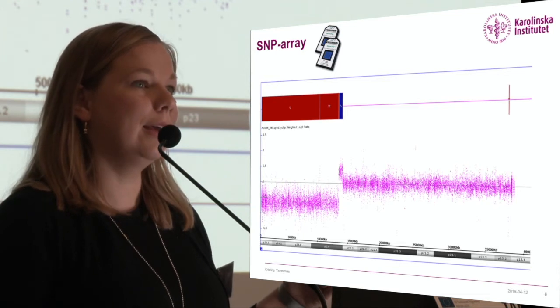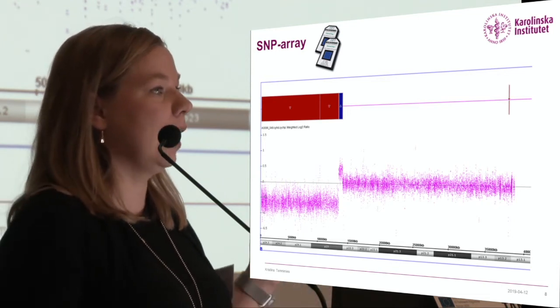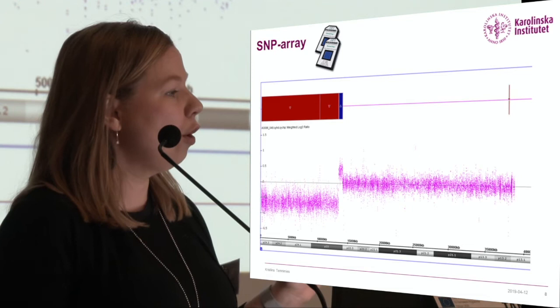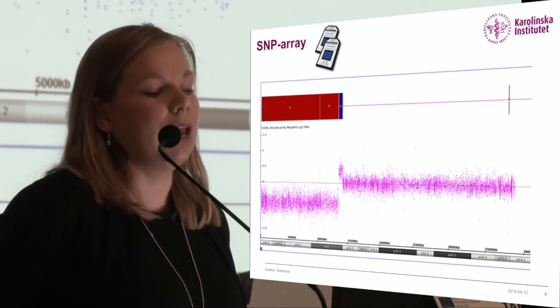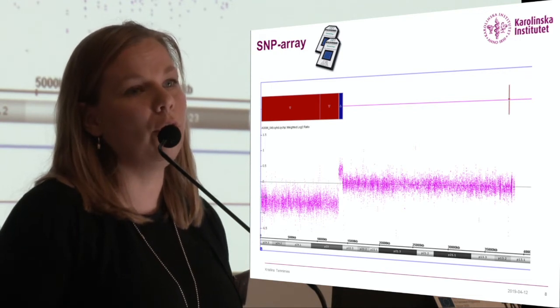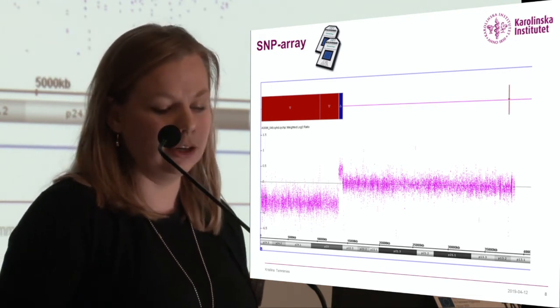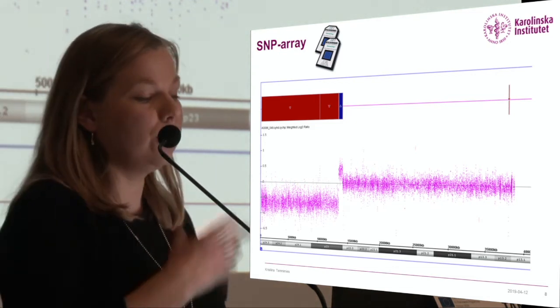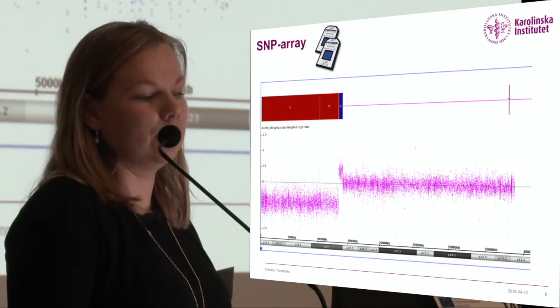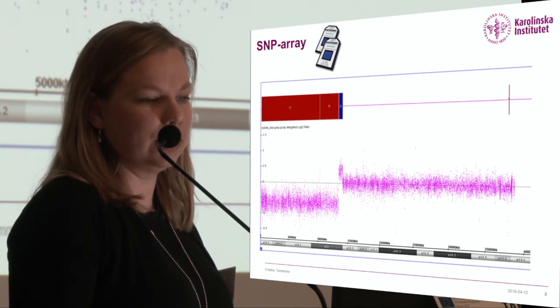And then, as sometimes happens, they can have multiple CNVs in a row. With this large deletion, there was also a small duplication after the deletion. So it was a complex rearrangement, de novo, happening in this patient. This is how the data can look when you visualize it after the analysis with the algorithms.